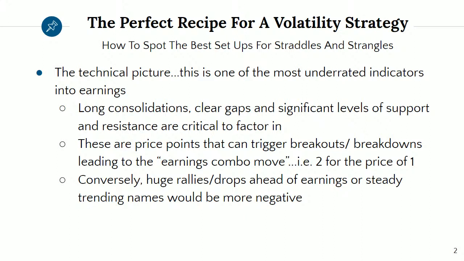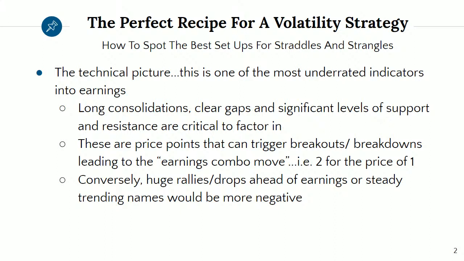And the reason why is because these are price points that can really trigger the breakouts or the breakdowns, and lead to what I call the earnings combo move, which is basically the priced in move, aka the earnings move, plus the technical move. So that's the two for the price of one is what I call it. So you get the earnings move, and maybe the earnings move triggers a consolidation breakout or breakdown, and then you get another move on top of that.